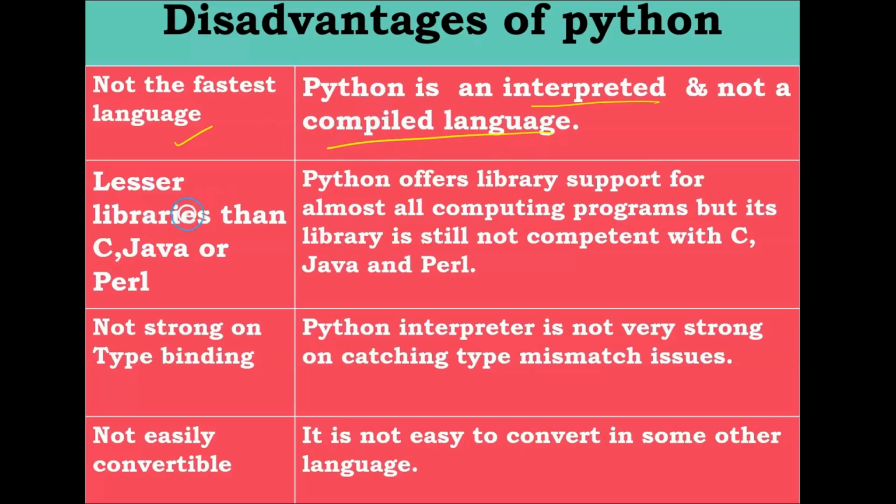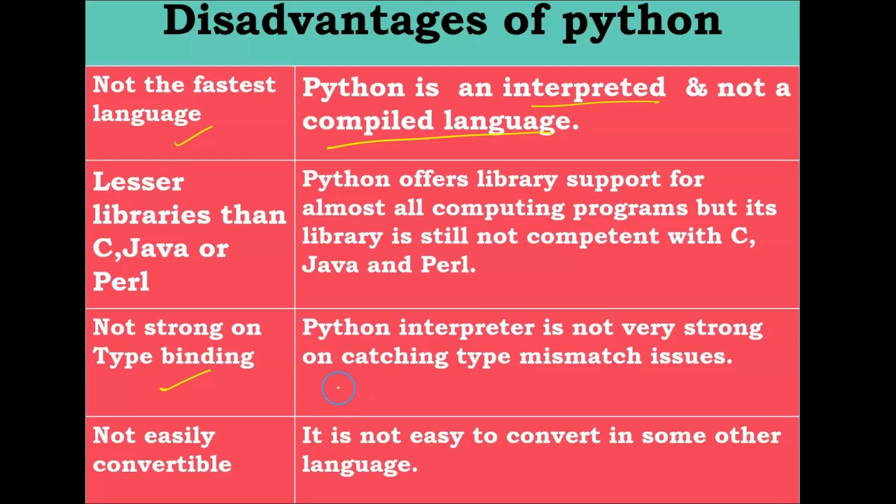The next disadvantage is that it has fewer libraries than C, Java and Perl. Still, we have many libraries. Python offers library support for almost all computing programs, but its library is still not competitive with C, Java and Perl. We have many supportive library functions, but it is still not equal to C, Perl and Java. It is also not strong on type binding. The Python interpreter is not very strong on catching type mismatch issues.